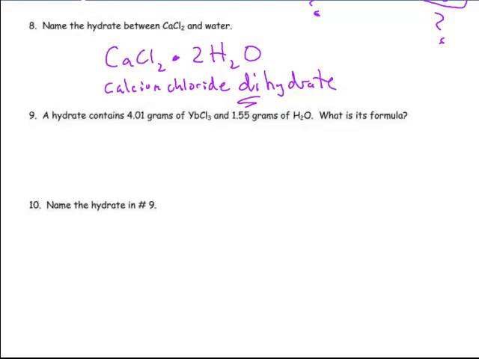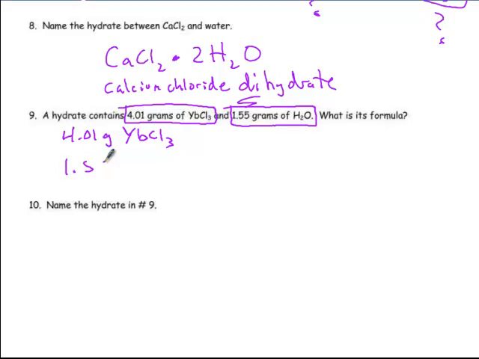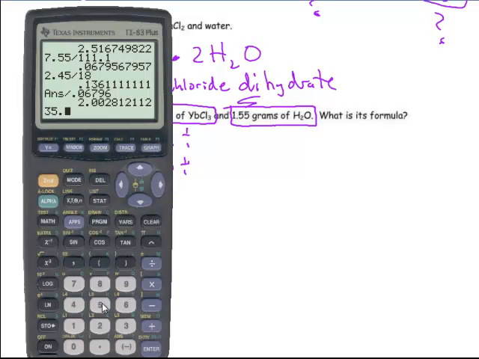All right, so a hydrate contains 4.0 grams of YbCl3. There's a new one for you, ytterbium. I already have grams, so this one's a little easier. I can just go right to that last step, which is I have grams of the substance, I have grams of the water, divide by the molar masses. We're going to need a calculator for that one. So 35.5 times 3 is the chlorine.